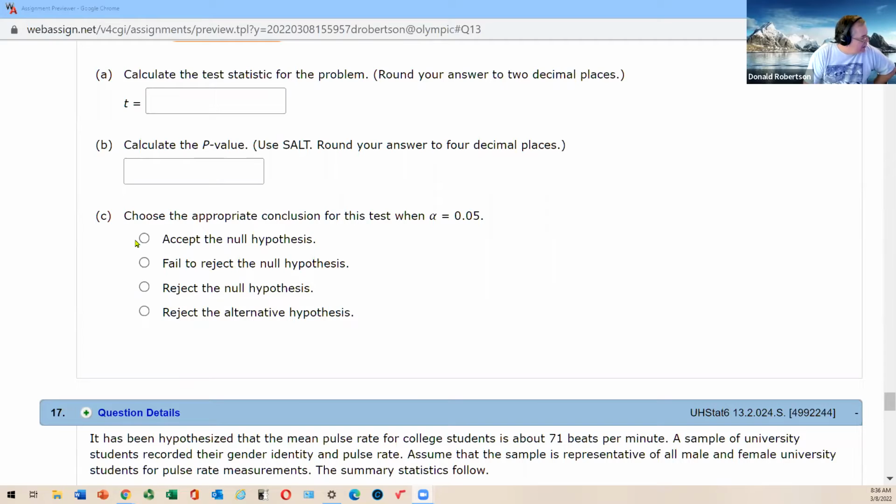So, do you accept the null? No. Do you fail to reject the null? Do you reject the null? Or do you reject the alternative? Which one of those four is the right one to pick? I see three fingers, and that is right. So you can reject the null, or you can accept the alternate, the same thing. You can fail to reject the null, which is a different situation that could happen.